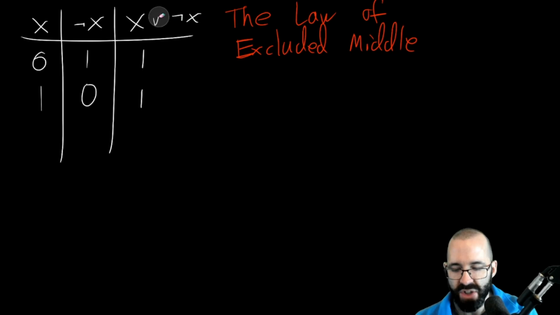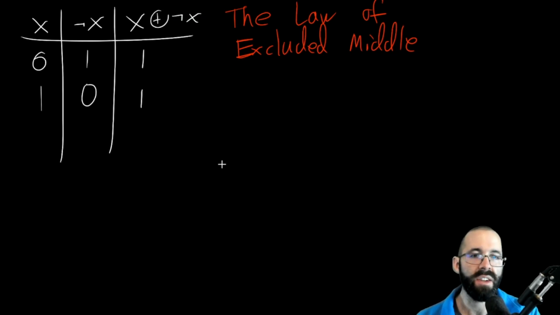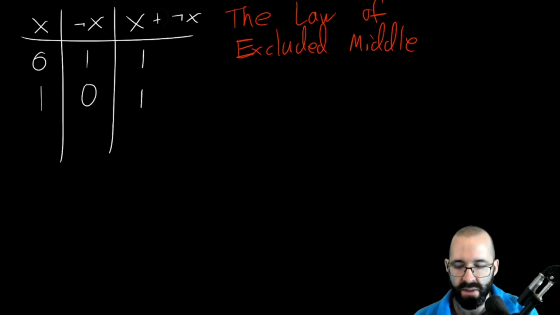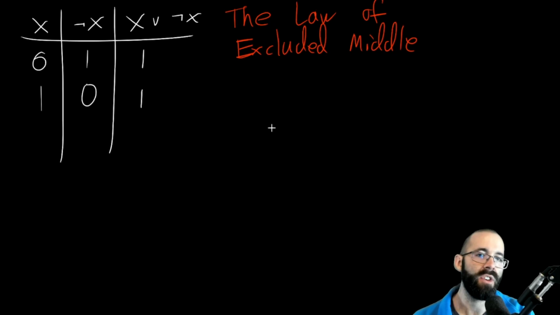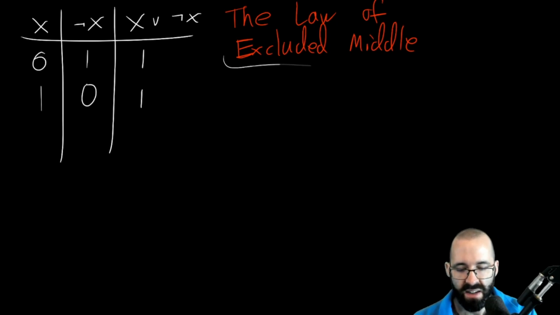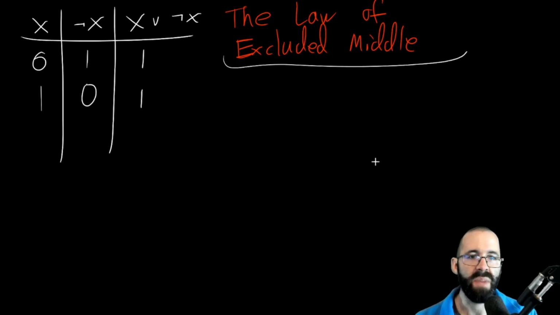And in fact, we could have changed this to be XOR as well, and it would still be a tautology, because X and not X are mutually exclusive. They are never going to be true at the same time. So in that case, XOR and or are essentially the same. This is called the law of excluded middle. It's kind of saying either something is true or it's not true. There's no middle ground here.